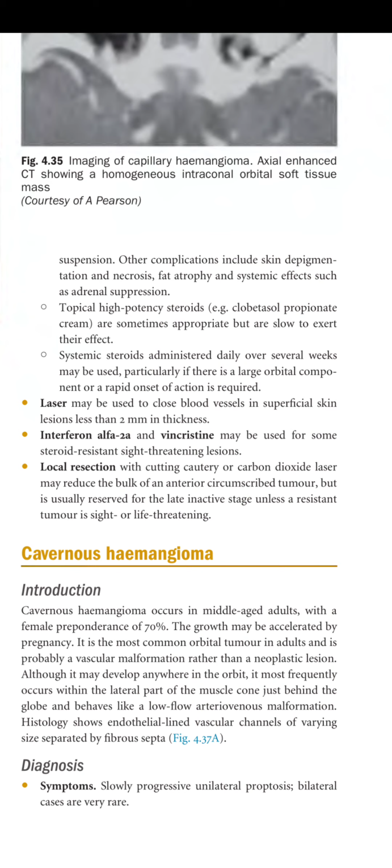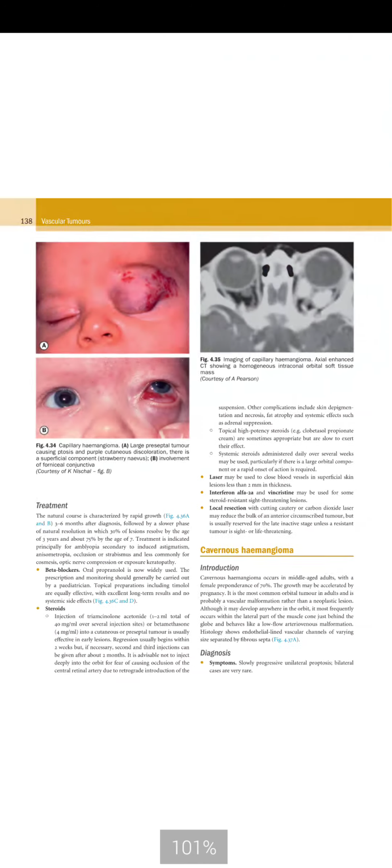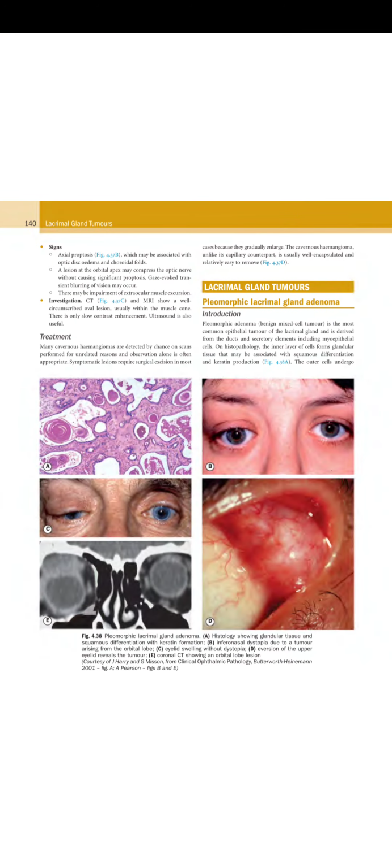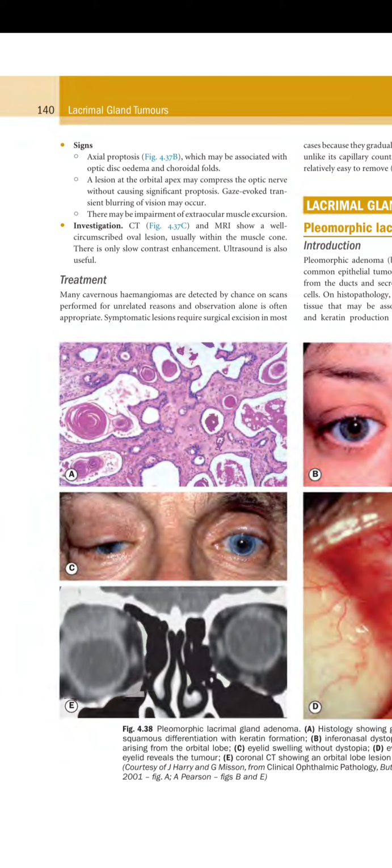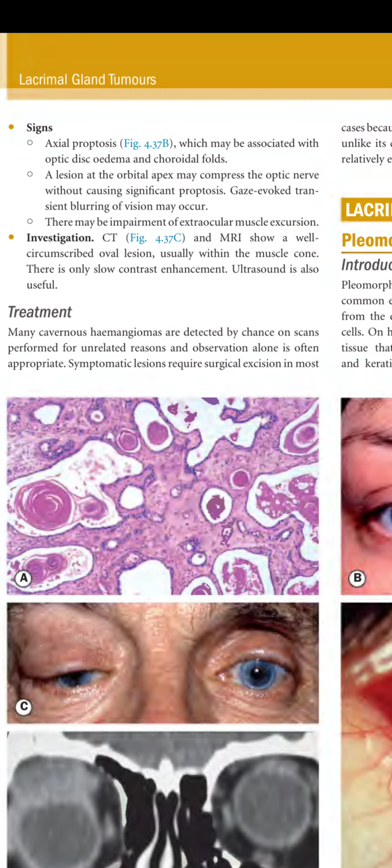Diagnosis: slowly progressive unilateral proptosis. Bilateral cases are very rare. Signs are axial proptosis, which may be associated with optic disc edema and choroidal folds. A lesion at the orbital apex may compress the optic nerve without causing significant proptosis. Transient blurring of vision may occur.